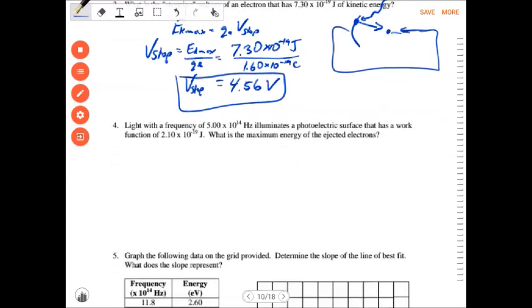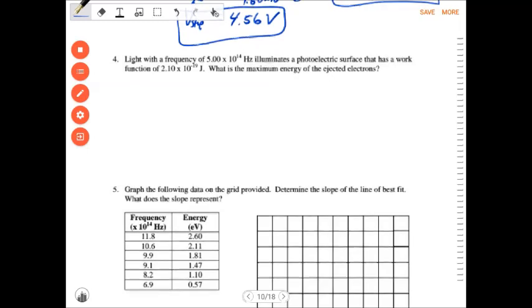Keep going. Number 4. Light with a frequency of 5.00 times 10 to the 14th hertz illuminates a photoelectric surface that has a work function of that. What is the maximum kinetic energy of the ejected electrons? Whoops, sorry guys, there we go.